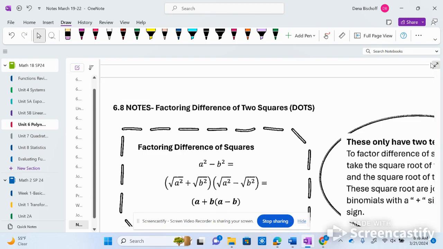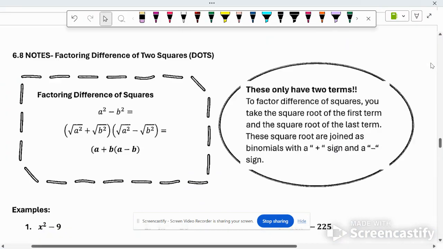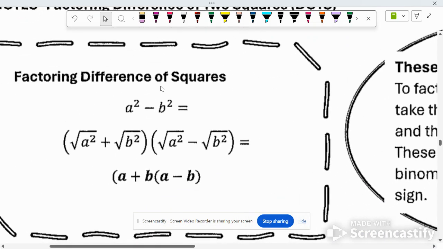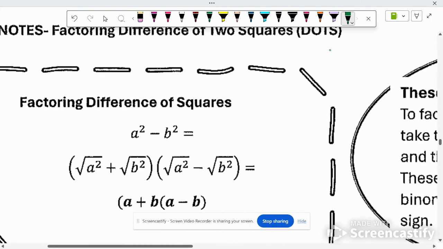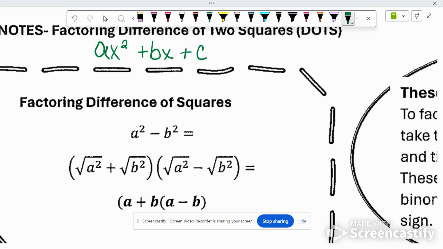All right. So, difference of two squares. When you factor the difference of two squares, there's a couple of things I want to talk about. When we factor a quadratic, typically it looks like this: ax squared plus bx plus c. This is the standard form, right? That's what we've been used to seeing, a quadratic trinomial. That's what we've learned to factor.